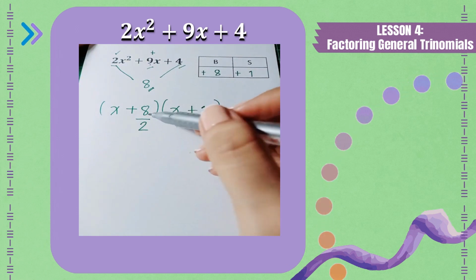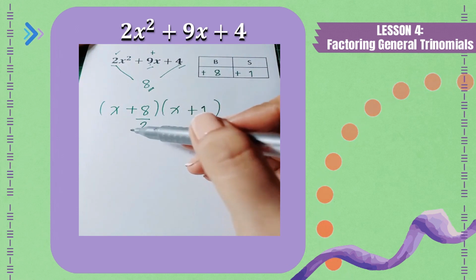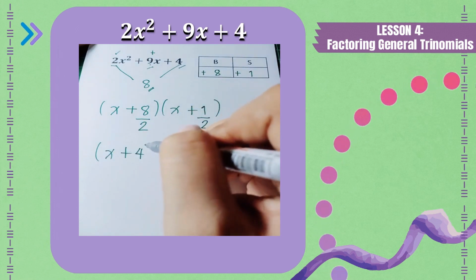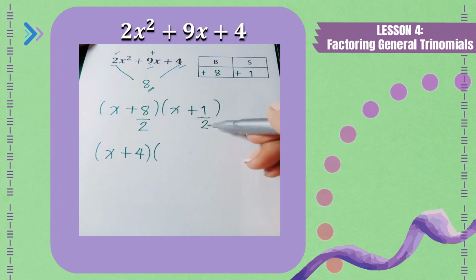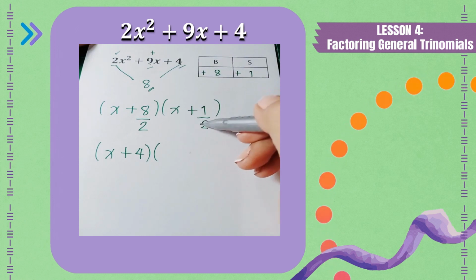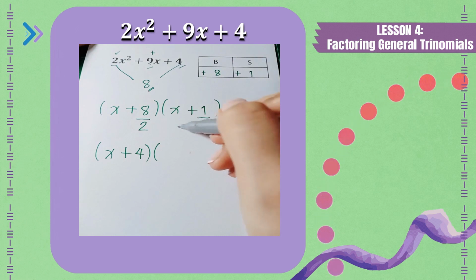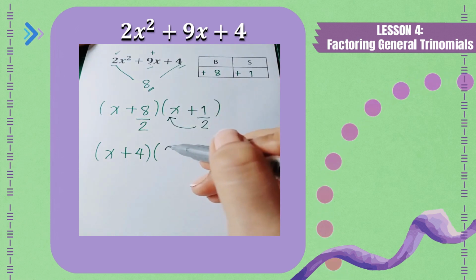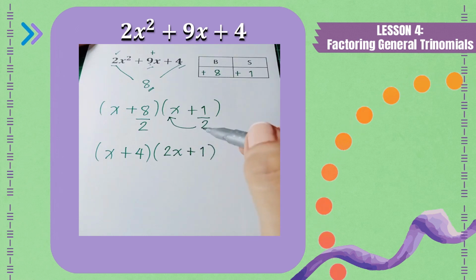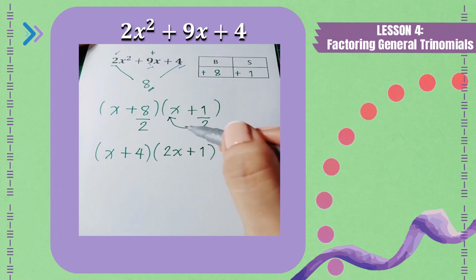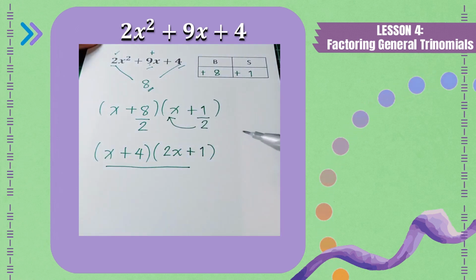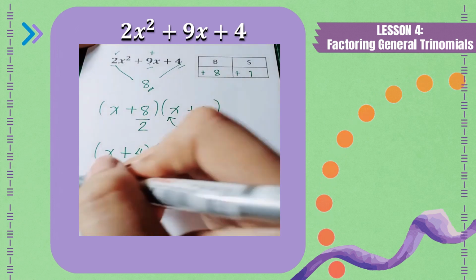So, simplify natin 8 divided by 2. So, the answer is 4. Therefore, we have x plus 4. How about 1 divided by 2? So, hindi siya pwede. Therefore, yung denominator natin na 2, ilalagay natin sa unahan. So, magiging 2x plus 1. So, again, yung denominator kanina, ilagay natin dito sa unahan. Ngayon, check natin kung tama yung nakuha nating factors using FOIL method.